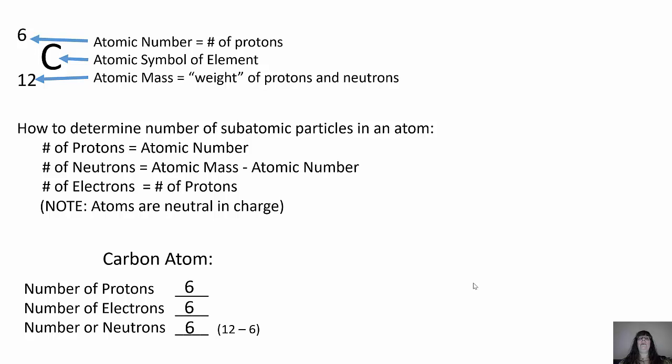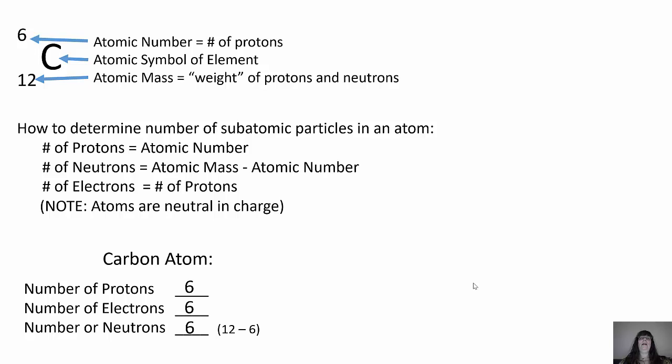Well, the atomic number is the number of protons. The atomic mass is the number of protons plus the number of neutrons. So we know the atomic number, that's the number of protons, so carbon would have 6. To get the number of neutrons, you just subtract the atomic mass, which is 12, minus the atomic number, which is 6. So that would be 6. Now, all of the elements in the periodic table have a neutral charge. So that automatically means the number of electrons equals the number of protons. So the number of electrons in carbon would also be 6.